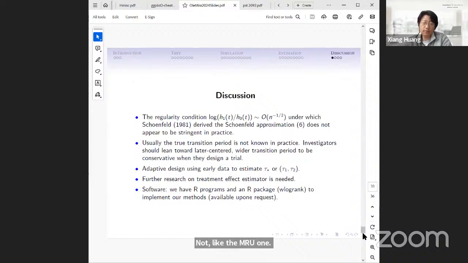Lastly, in the discussion of our method, we can design some adaptive design using early data to estimate tau star, or tau 1 and tau 2, the transition period. Further research is also needed on this delayed treatment effect problem. We have programs and packages, which are available upon request. Thank you for your time. Any questions?